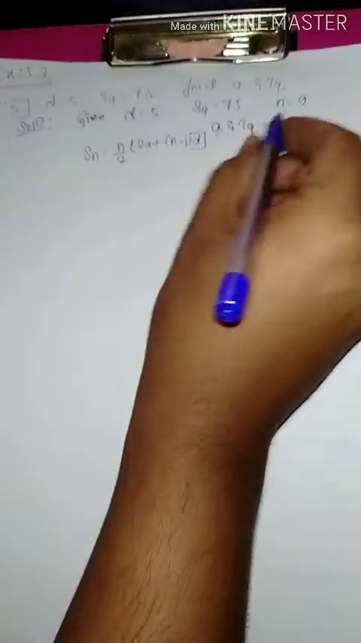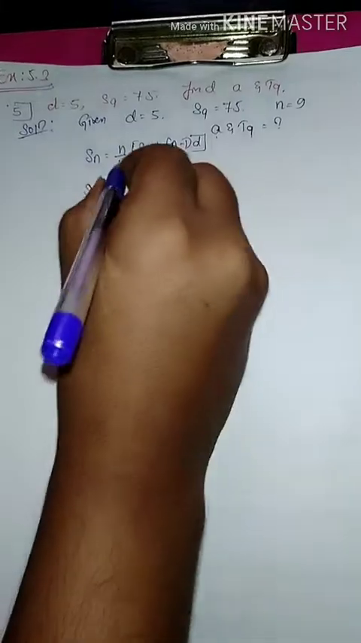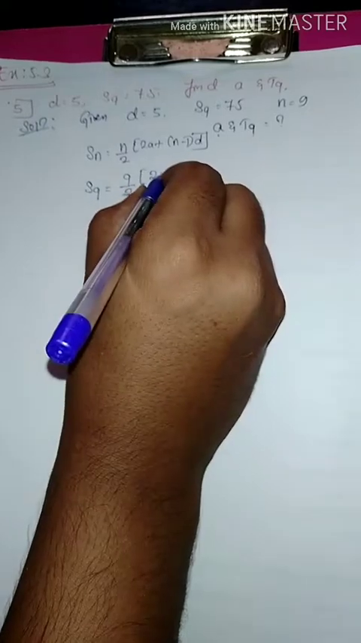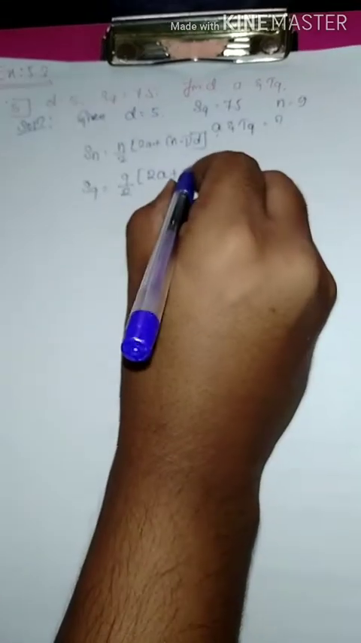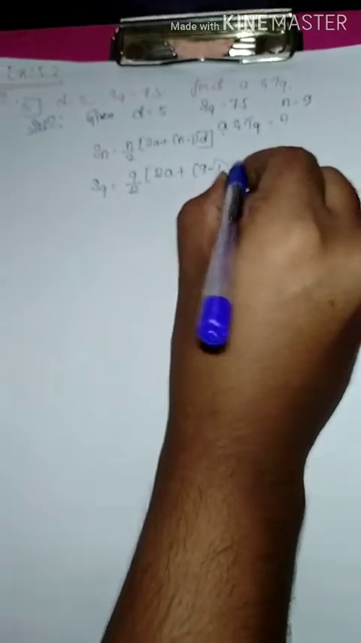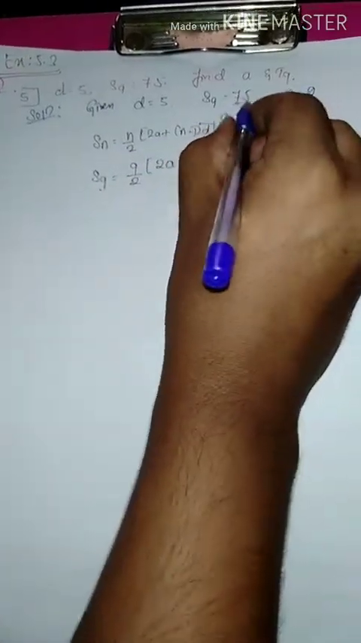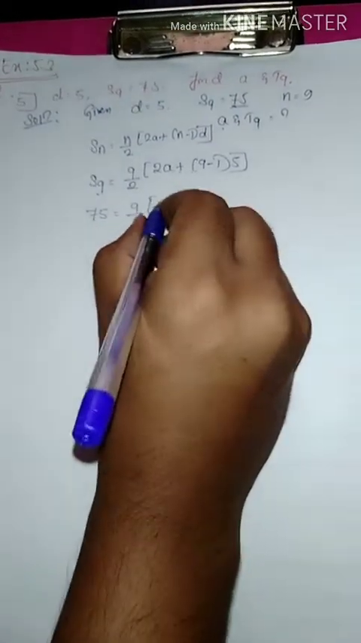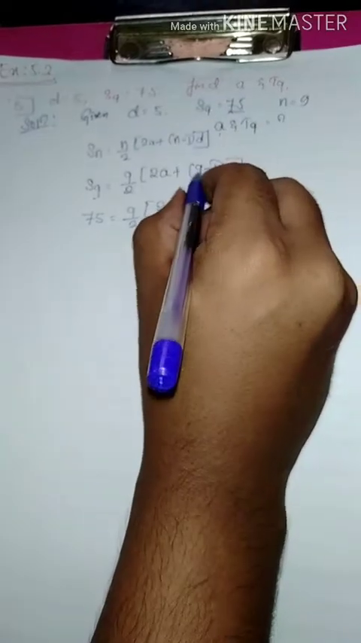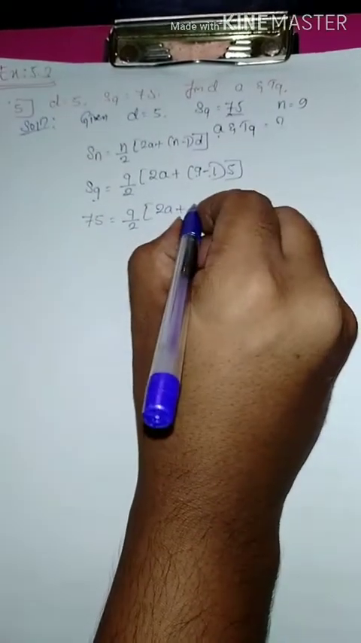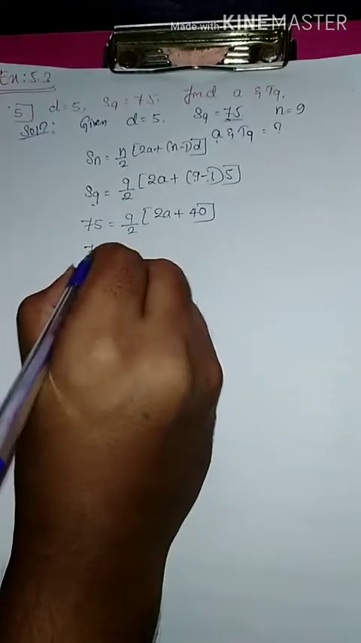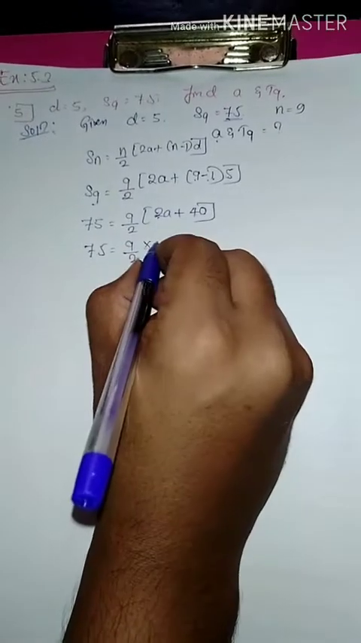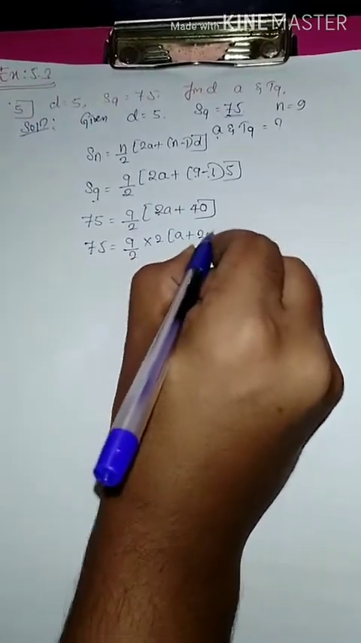So here n is 9, S9 is equal to n by 2, means 9 by 2 into 2 into a, which we don't know and need to calculate, as it is plus n is 9 minus 1 into d is 5. But S9 is given, S9 is nothing but 75. So 75 is equal to 9 by 2 into 2a as it is plus 9 minus 1 is 8, 8 5s are 40. So 75 is equal to 9 by 2 into 2 is common here, take it outside, 2 into a plus 20.